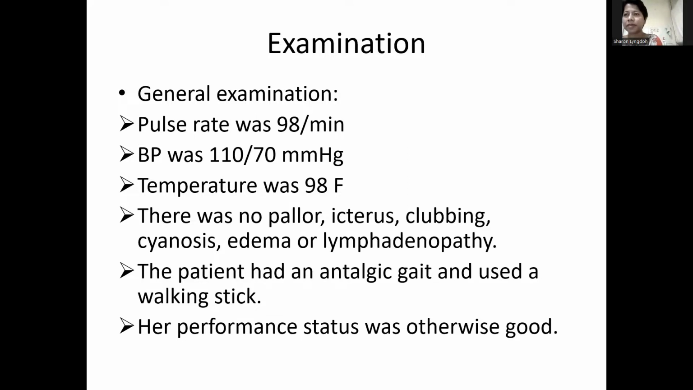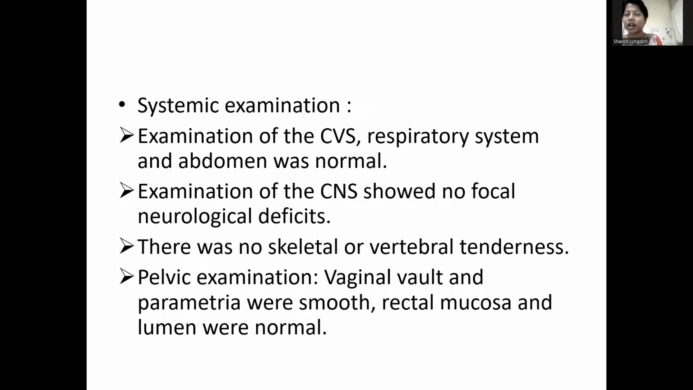Coming to the systemic examination. The examination of the CVS, respiratory system, and abdomen was normal. Examination of the CNS showed no focal neurological deficits. There was no skeletal or vertebral tenderness. And a pelvic examination showed a smooth vaginal vault and parametria, and rectal mucosa and lumen were normal.